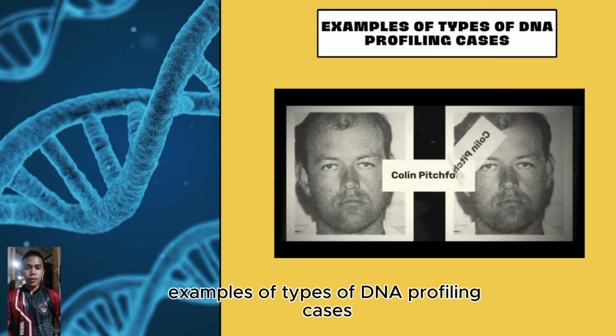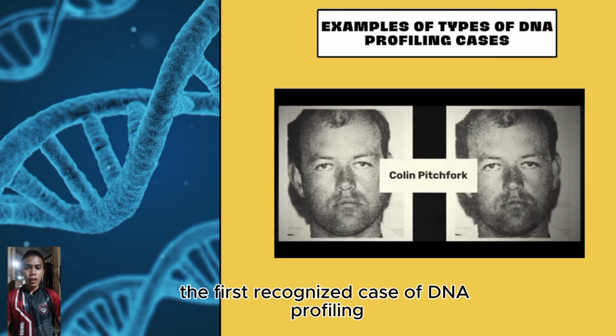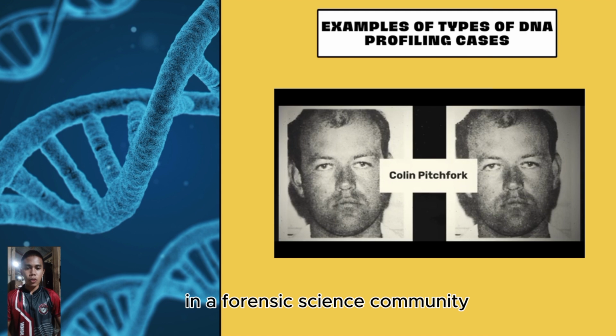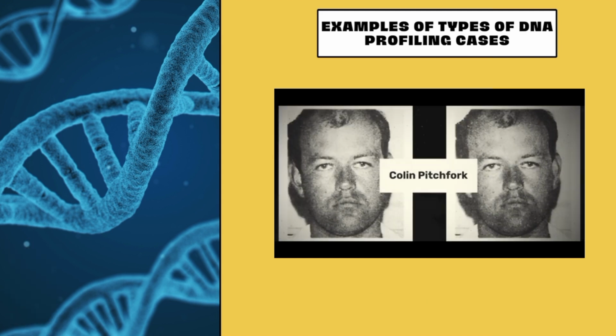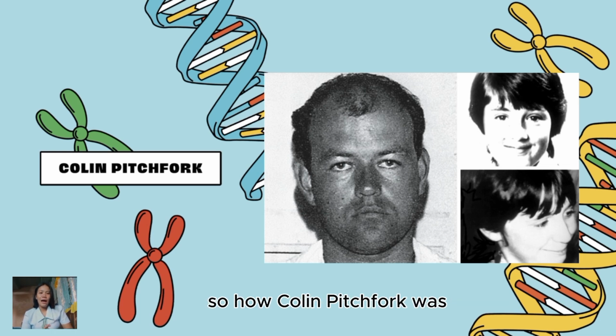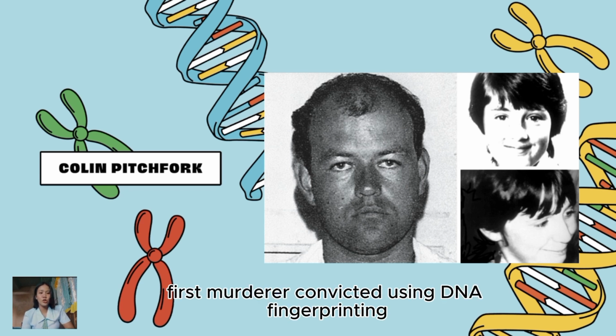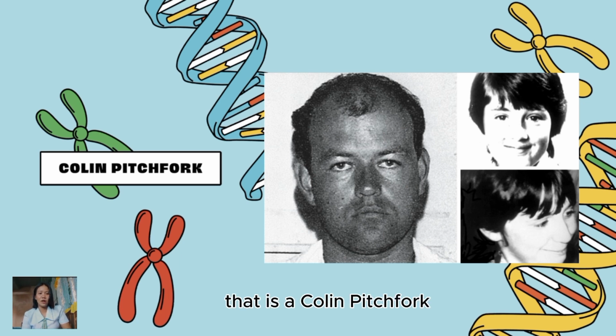Examples of types of DNA profiling cases. The first recognized case of DNA profiling in the forensic science community was that of Colin Pitchfork. So we found a case which is the Colin Pitchfork case. Colin Pitchfork was the first murderer convicted using DNA fingerprinting after killing 2 girls. As what you see in the image above, that is Colin Pitchfork.